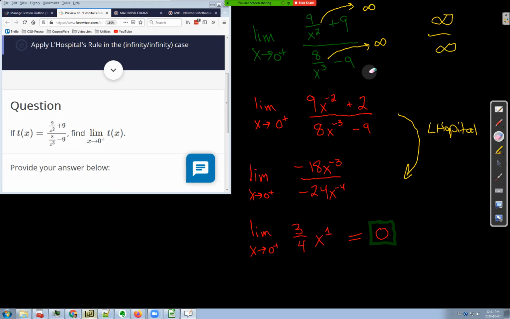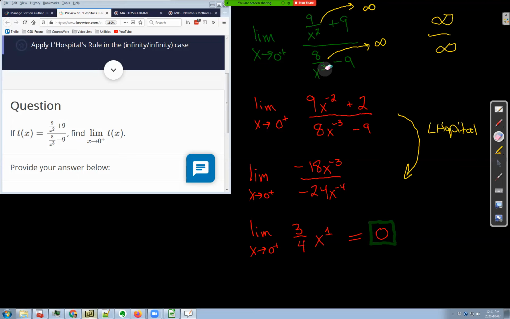I was going to say one other thing before I stop this problem. Let's think about the answer of 0. Once I know the answer, I like to be a Monday morning quarterback and go back to the original problem and see how I might have predicted that would be the answer. I might have predicted that 0 was going to be the answer, because both the numerator and the denominator are going to infinity.